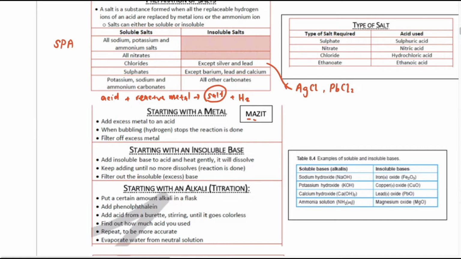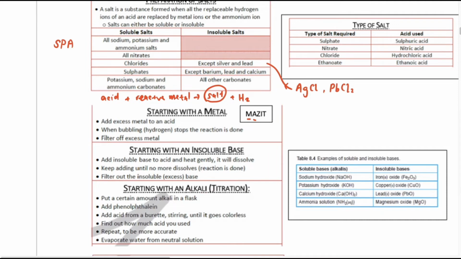Starting with an insoluble base. How do we get the salt? Okay, so add insoluble base to acid and heat gently. It will dissolve. Keep adding until no more dissolves. So you keep adding acid until no more dissolves. The reaction is done. Filter out the insoluble or the excess base. Filter it out, then you get the salt.